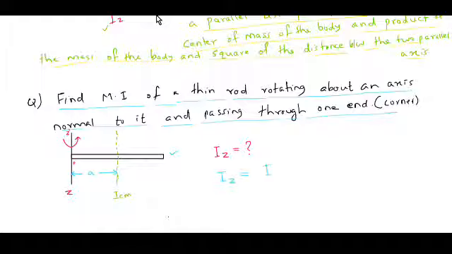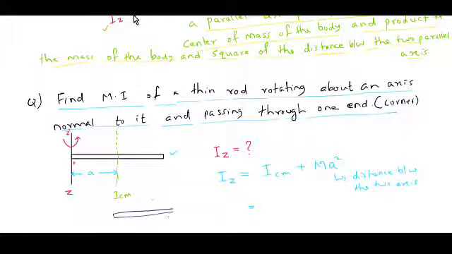Iz, that is equal to I center of mass plus m a square. Actually this a is the distance between the two axes. Now we know that if a rod is rotating about an axis, that axis passes through the center of mass point and perpendicular to the length of the stick. Then this axis exactly cuts the rod like this.